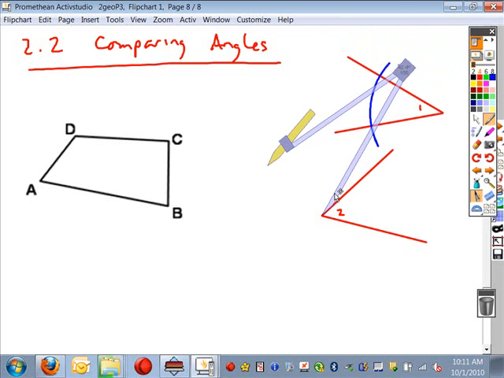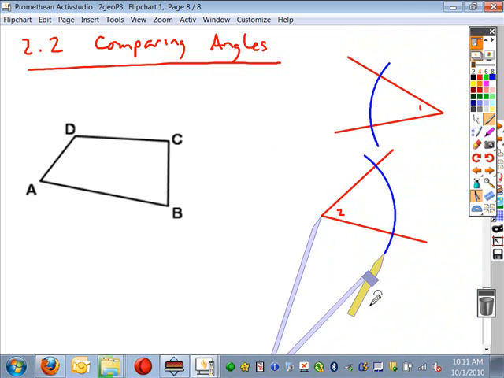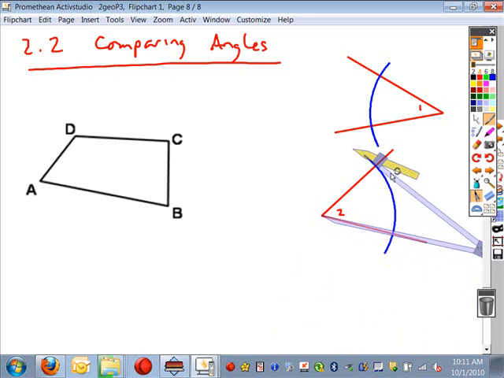You're going to keep your compass the same exact measure, and you're going to construct a corresponding arc between the other angle. So both of those arcs should have the exact same radius. It doesn't matter, it can be any radius measure, totally arbitrary, but it has to be the same on each of them. Okay.